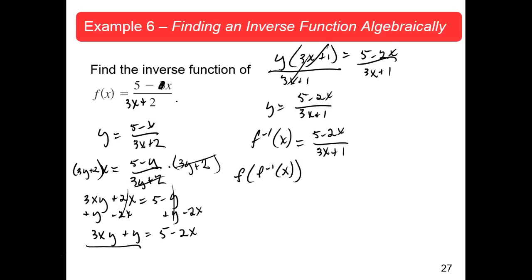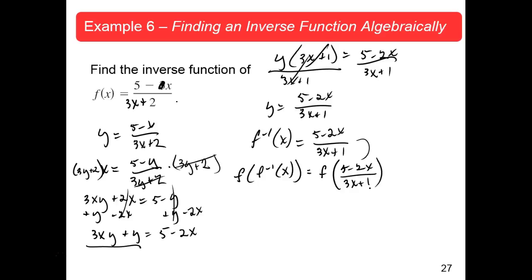If you operate on something with an inverse function and then operate on its result with its inverse, you get right back like you started, right? Should get an x. We need to do that and see. Okay? So how do we start this? F of f inverse, where do we begin? The interior. We do f of, what is f inverse? There it is, yeah. 5 minus 2x over 3x plus 1.